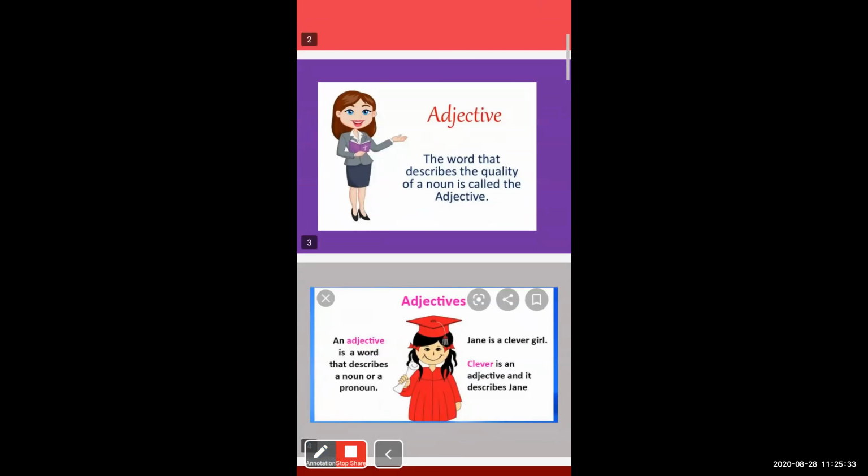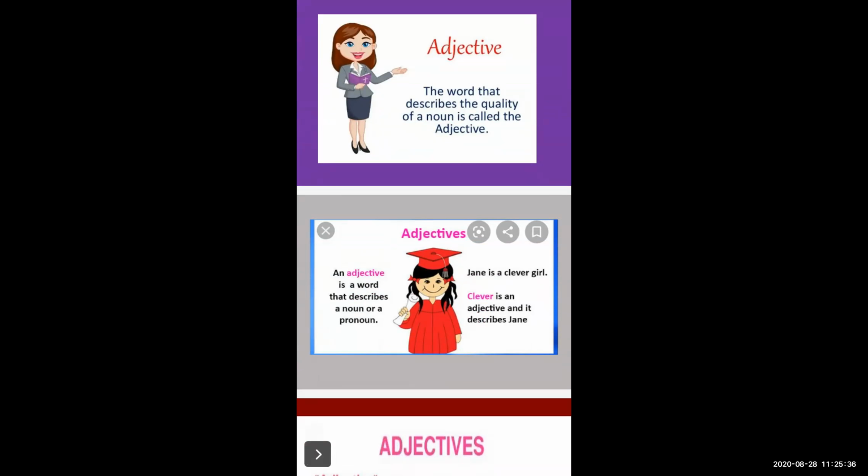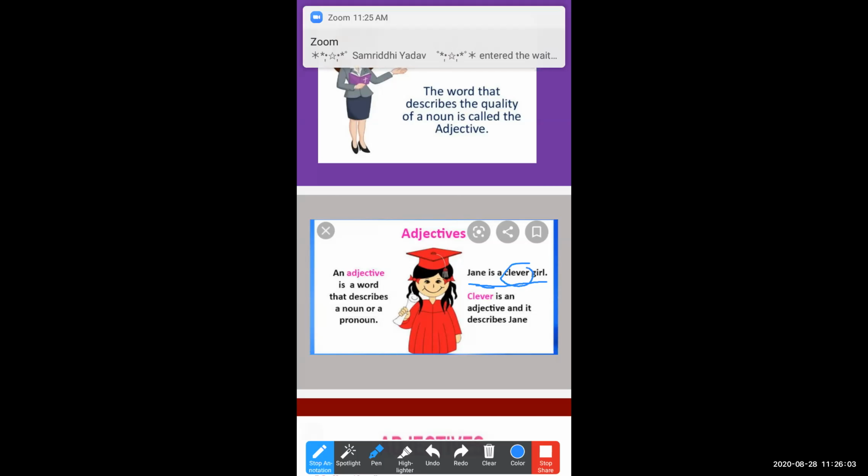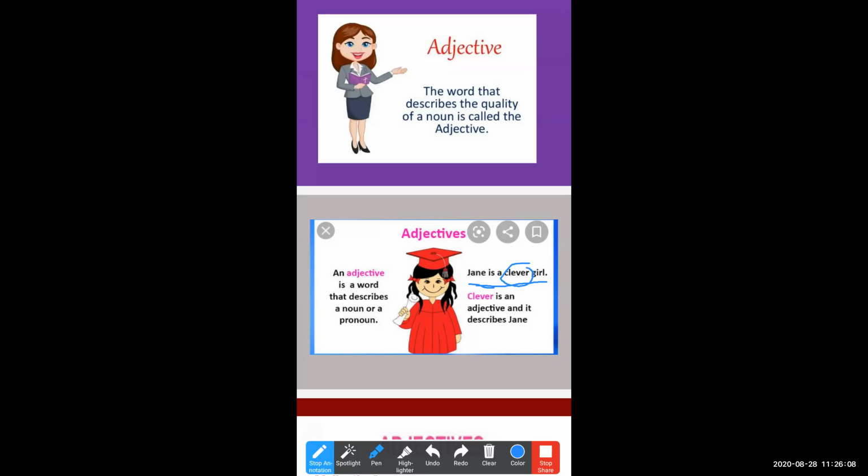Okay, for example, there we have one more picture. As you can see over here, an adjective is a word that describes a noun or a pronoun. Here we have one sentence: Jane is a clever girl. It is written over there, clever, which shows that it is a describing word. Here, clever is a describing word, which comes under the adjective.